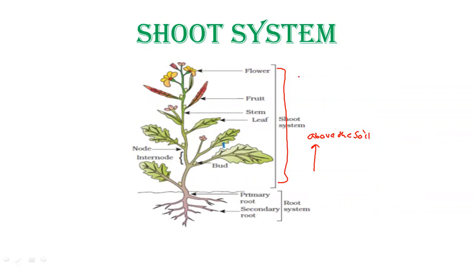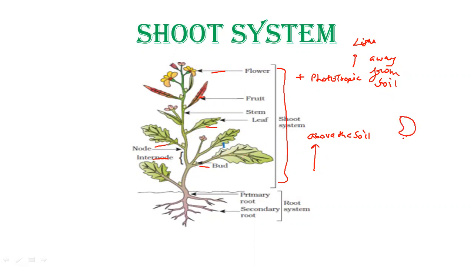So shoot is positively phototropic because it grows towards the light and away from soil. So negatively geotropic. Shoot bears flowers, fruits, leaves, nodes, internodes, buds, all these things. And shoot also develops from the plumule of the seed.